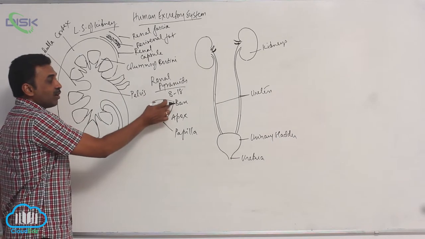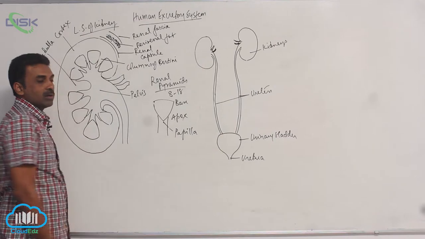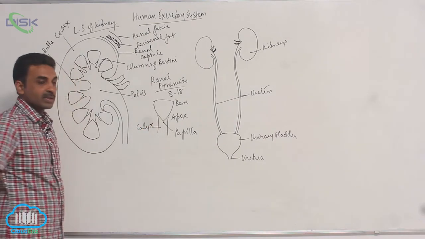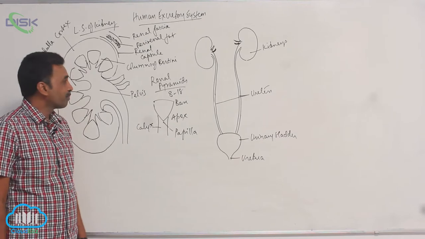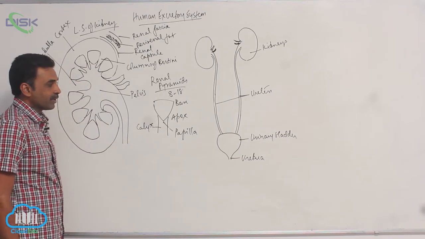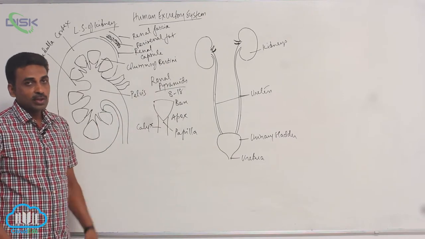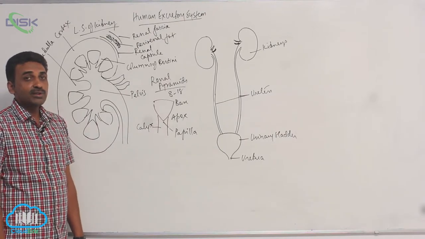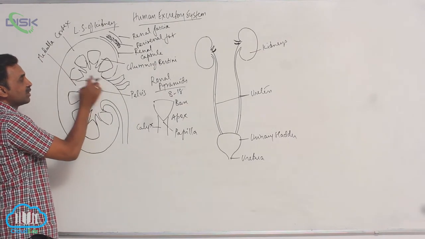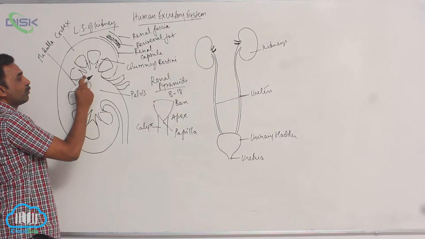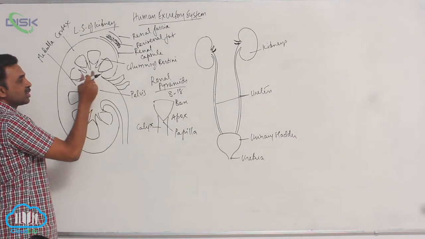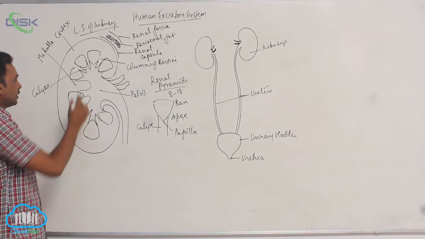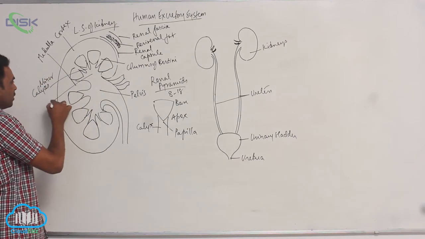Now, each renal pyramid opens into a small canal. The canal is called calyx. Calyx singular, calyces plural. Now we have several calyces. As many pyramids, so many calyces. So there are 8 to 18 minor calyces. A few minor calyces combine together to form a major calyx. See here, this is a major calyx. These are minor calyces, 1, 2, 3, 4. So these are minor calyces. This is a major calyx.